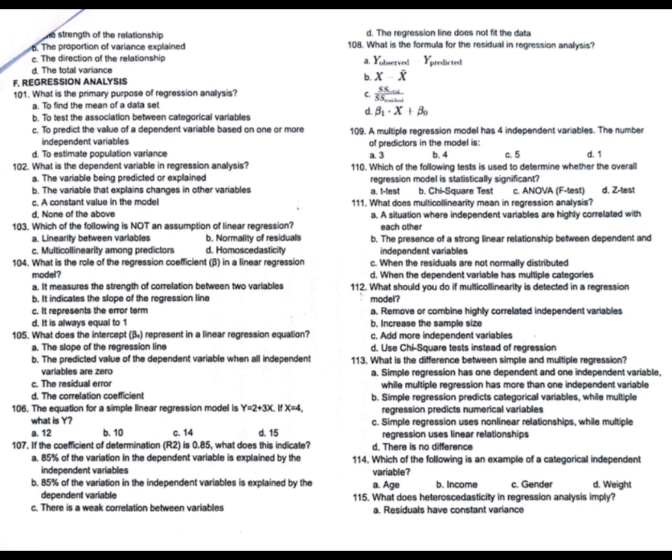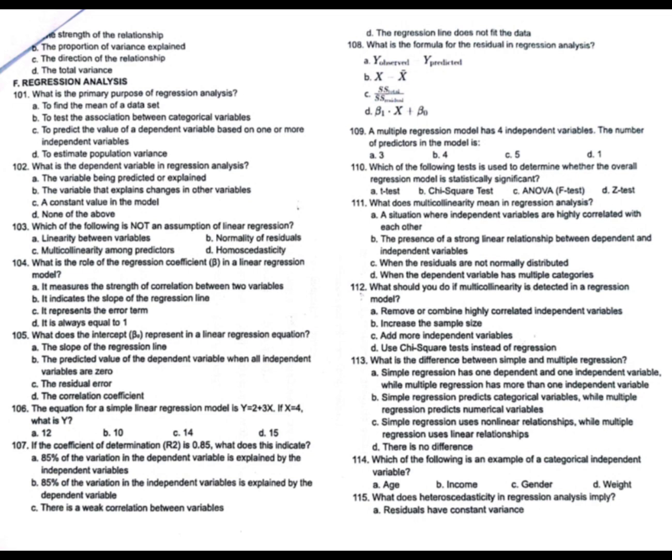Letter B. What does the intercept represent in a linear regression equation? So the answer is the predicted value of the dependent variable when all independent variables are 0. Letter B. The equation of a sample linear regression model is what? So the answer is letter C, 14. Wait. If the coefficient of determination R squared is 0.85, what does it indicate? It indicates that 85% of the variation in the dependent variable is explained by the independent variables.